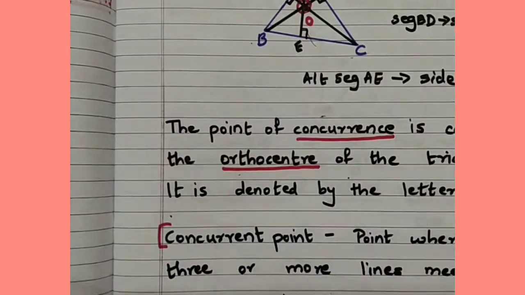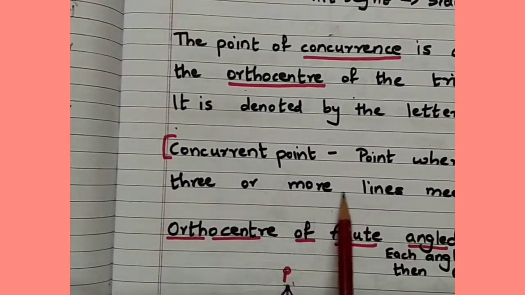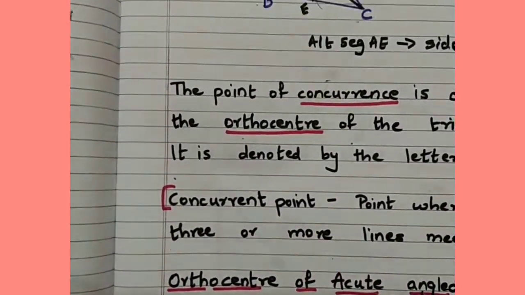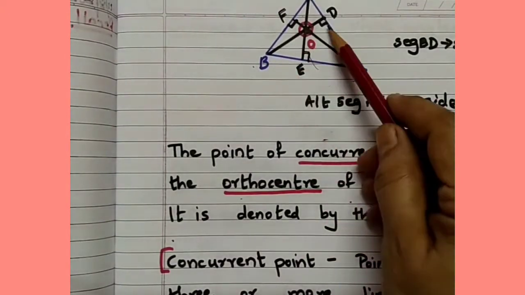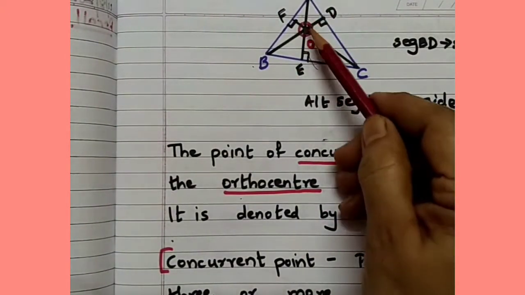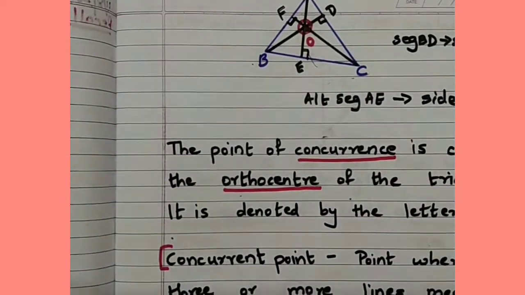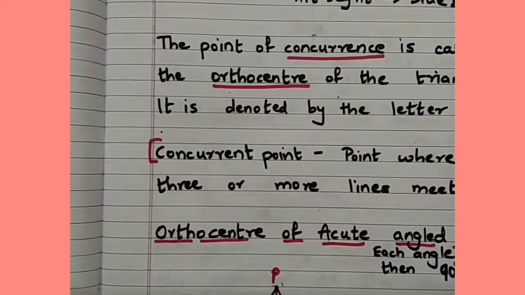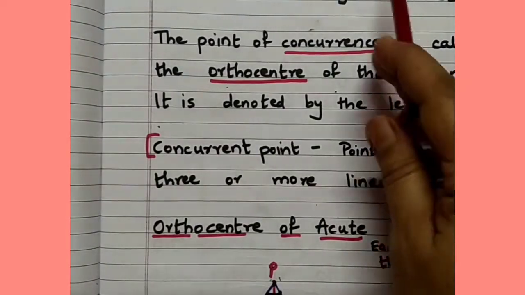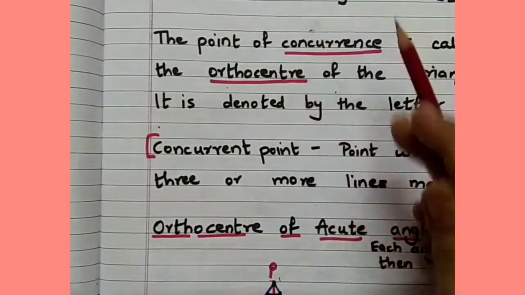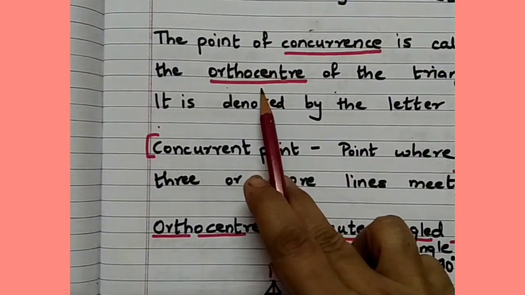Now what is a concurrent point? See, a point where 3 or more lines meet. Now here we saw that this is one segment, this is the other segment, this is the third segment. They meet at one point. So when 3 or more segments or 3 or more lines meet at a point, it is known as the point of concurrence. And in case of altitudes, the point of concurrence is known as the orthocenter.